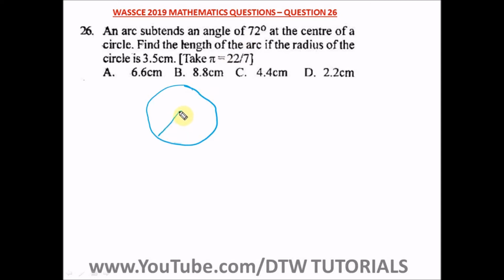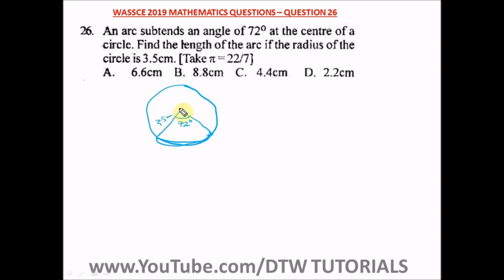The arc subtends an angle of 72 degrees at the center of a circle. Find the length of the arc if the radius of the circle is 3.5. Okay, so we have to find the length of this arc, from here to here. And we know that the radius of the circle is 3.5.